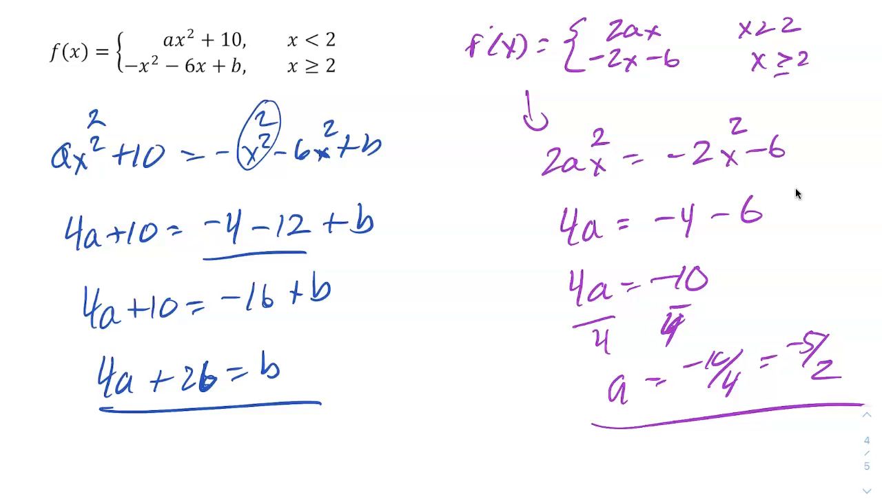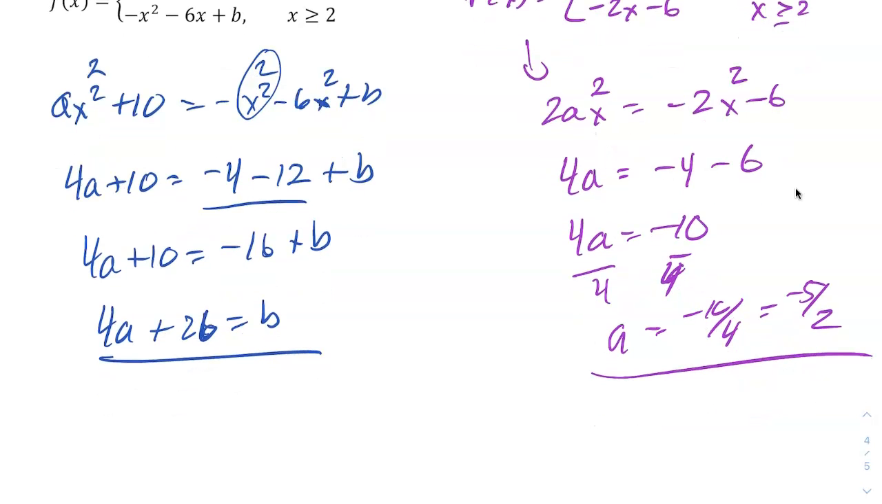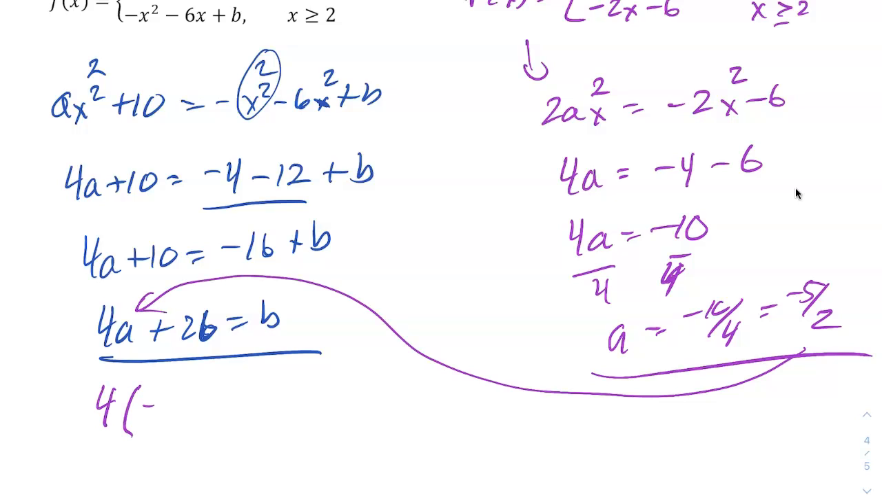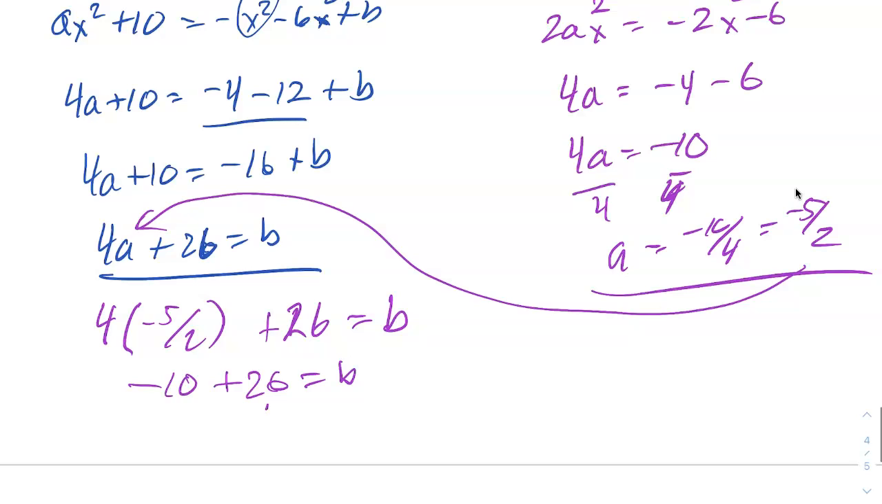This sucks. So now plug in for the b over here. So 4 times negative 5 over 2 plus 26 equals b. And then this cancels out, and I get negative 20 over 2, so it's a negative 10. There we go. Negative 10 plus 26 equals b. So 16 equals b. So there's my answers. A equals negative 5 halves, and b equals 16. Done.